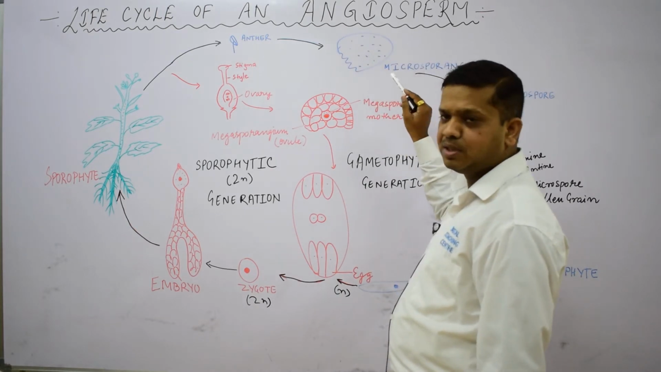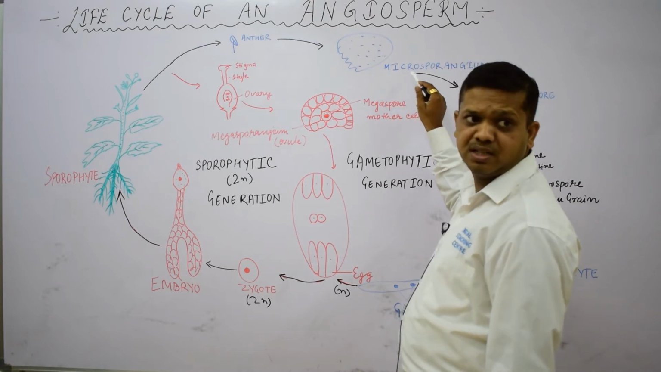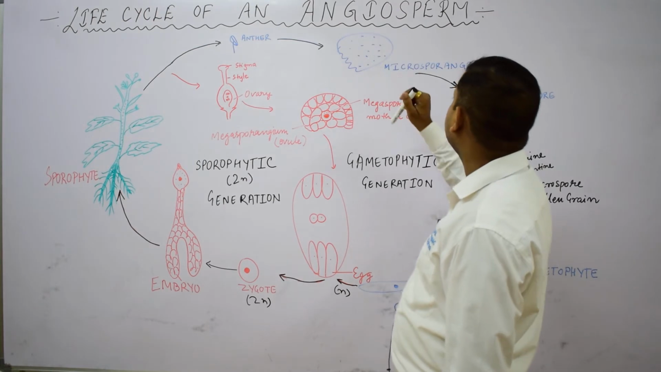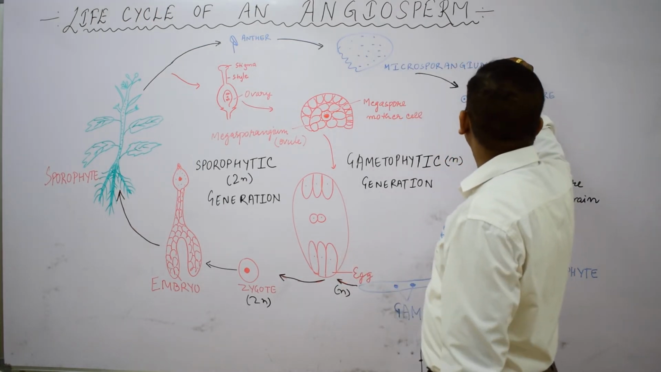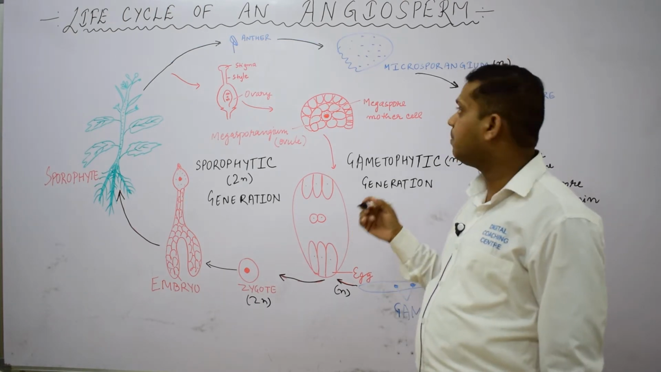This sporangium is known as the microsporangium. Here microspores are present, and they have the chromosome number called X or N. The chromosome number N means that it is haploid.